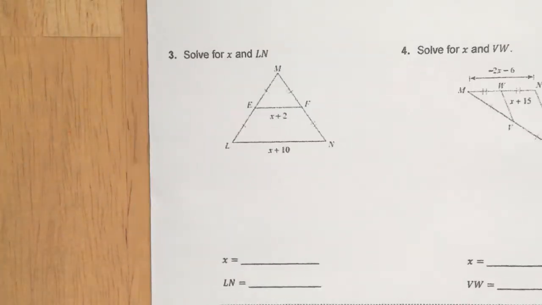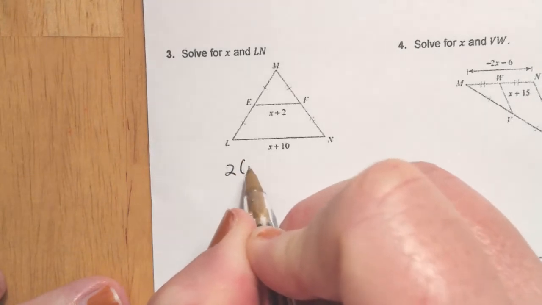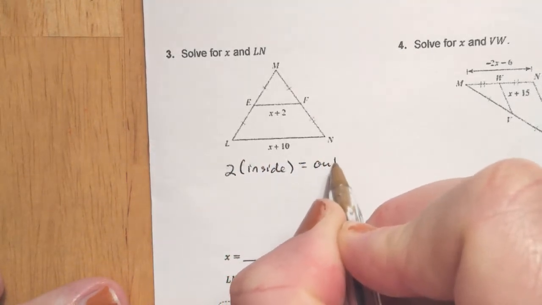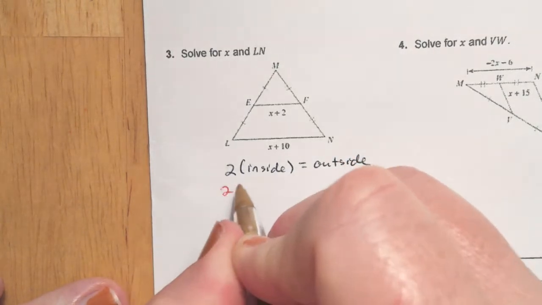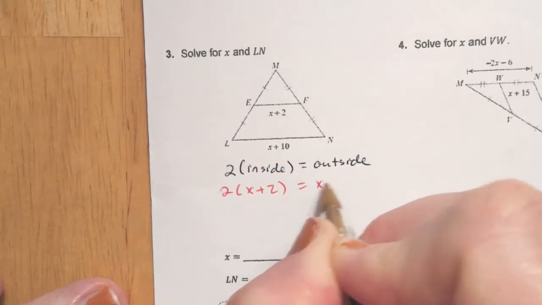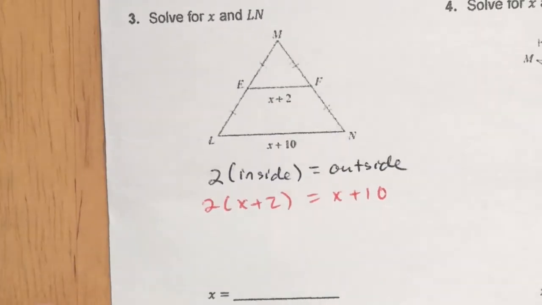All right, so we are on number 3. Okay, so we know for the fact that 2 times the inside is equal to the outside, because we need to get bigger. So it's going to be 2 times the inside, x plus 2, is equal to the outside, x plus 10. All right, and all you have to do now is distribute.